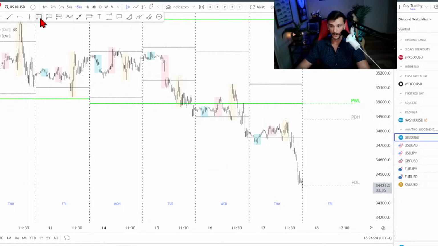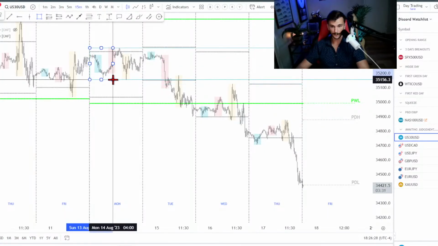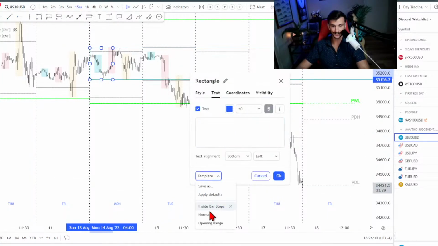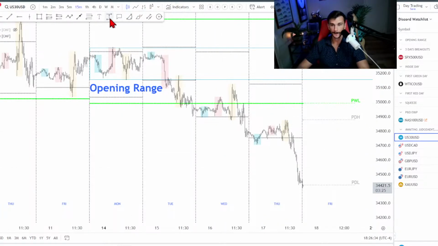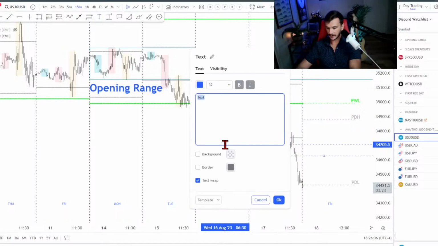Okay, so I'm going to mark off my opening range. Got that up there. We've got push 1, push 2, push 3. So I'm not even going to bother annotating that. I'm just going to put 3 push OR. For all of you that don't know, that is 3 pushes out of the opening range. We do have 3 days.